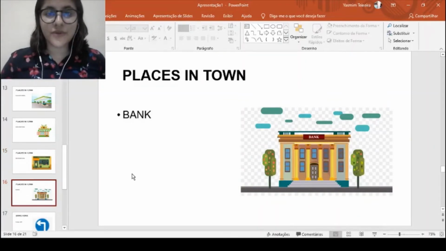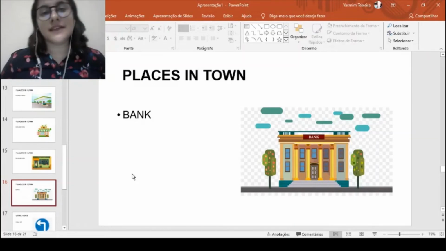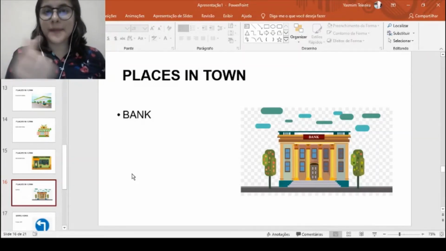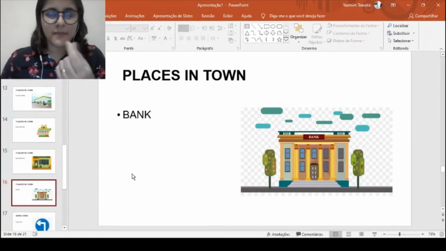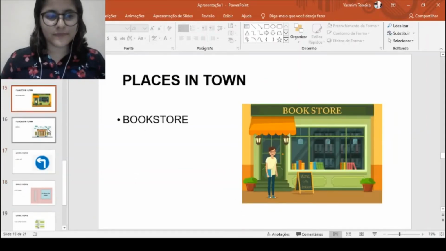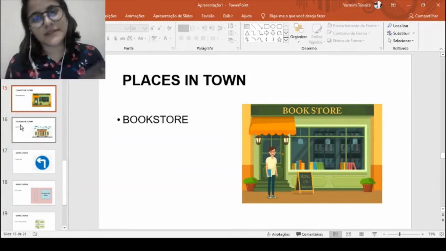Bank. Let's repeat. Bank. A bank is the place where you go to take money. Money. Like Bradesco Bank, Itaú Bank. What else? Caixa Bank. You go there to take money. Okay. So, they are the places of town.